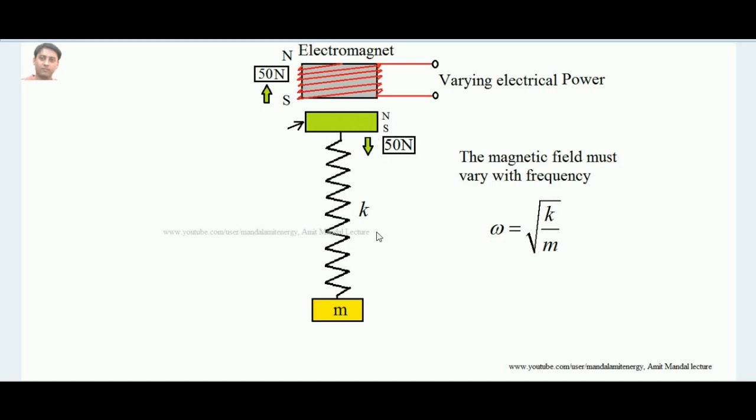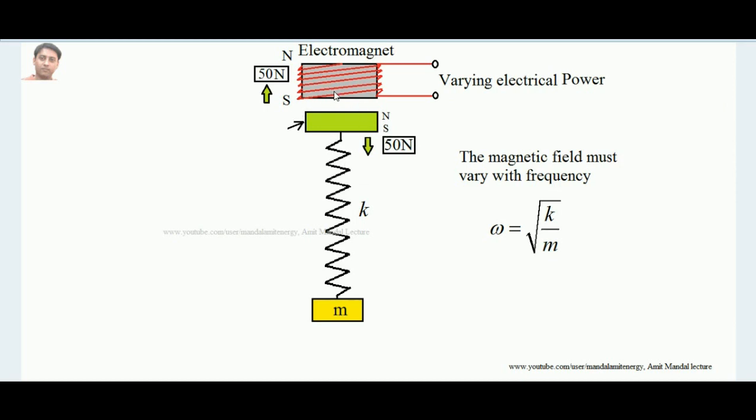Now we know that when this yellow colored mass vibrates, its frequency of vibration will be root k by m. This we know by the principle of simple harmonic motion, where k is the spring constant and m is the mass. It means it will impart its force on this permanent magnet sinusoidally.